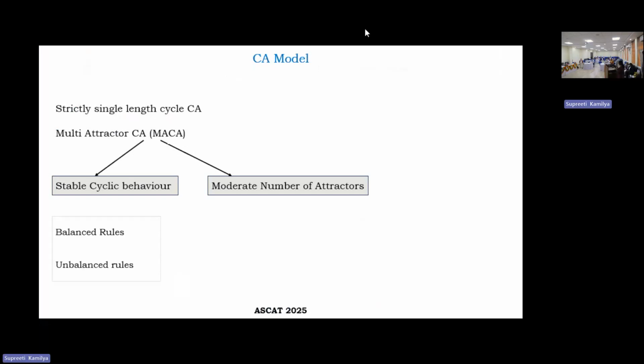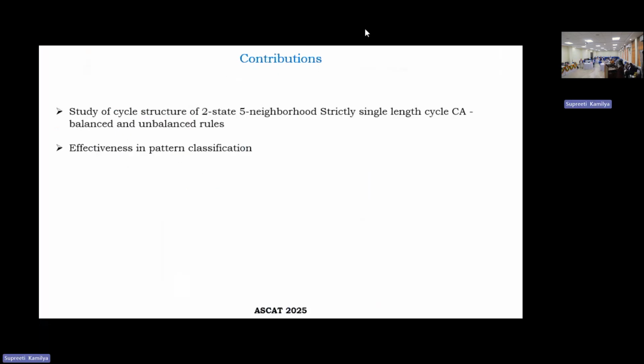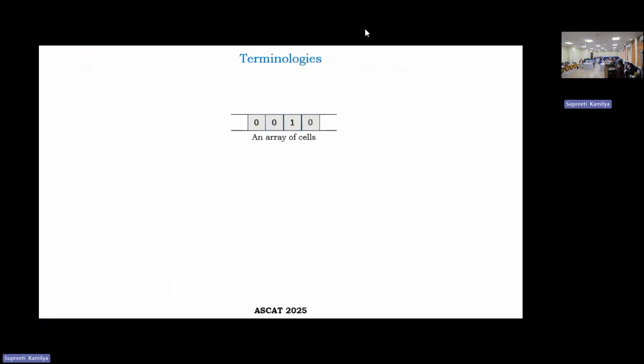Here we consider two types of rules, balanced and unbalanced rules. So this is our contribution: the effectiveness of pattern classification with the help of two-state five neighborhood, strictly single length cycles. These are just terminologies. All of us know a CA is an array of cells. Here we are using binary CA, and definitely the state values will be either 0 or 1.